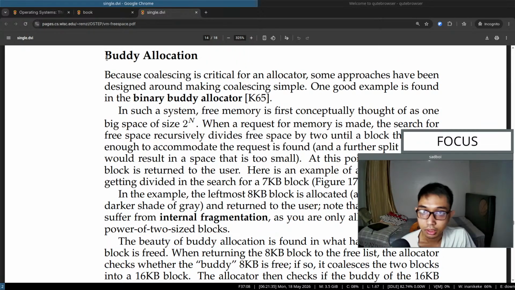And then buddy allocation. Because coalescing is critical for an allocator, some approaches have been designed around making coalescing simple. One good example is found in the binary buddy allocator. Oh, binary buddy allocator. Okay.